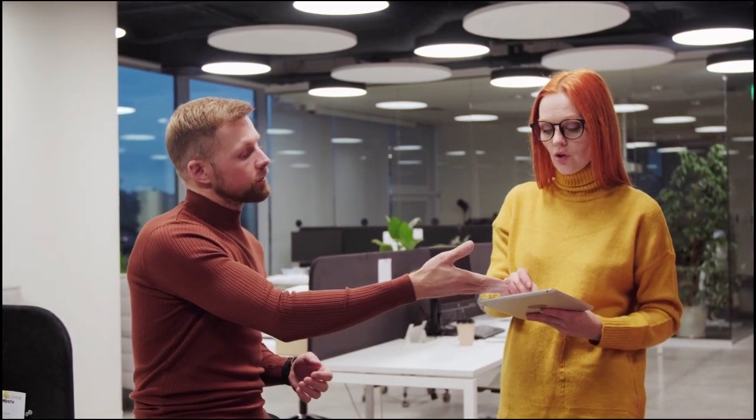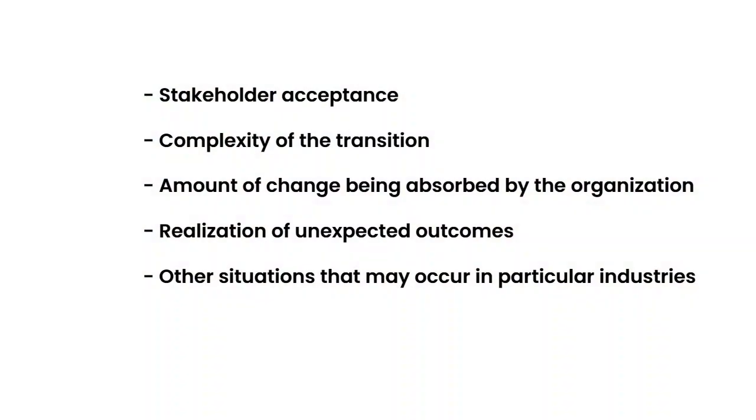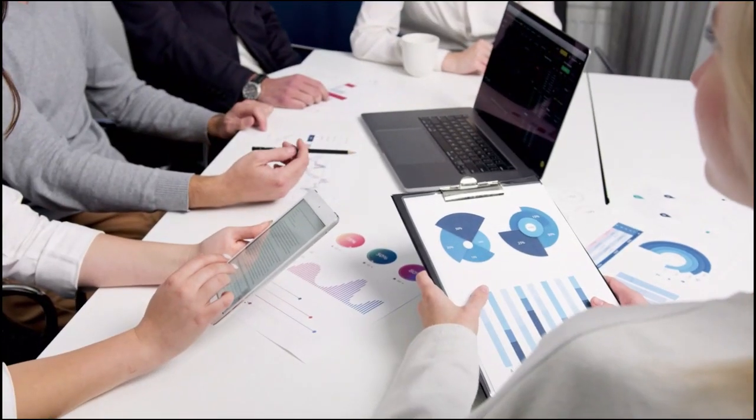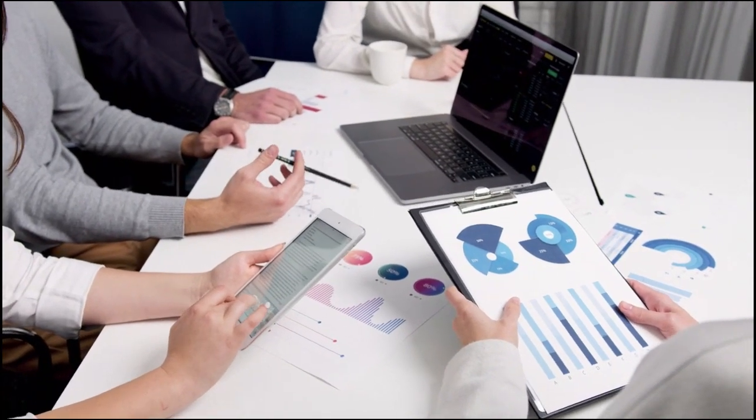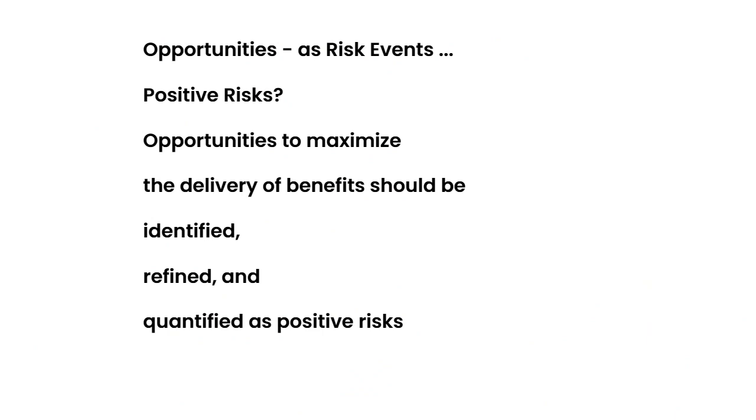What are benefit implementation risks? Some examples of risks in implementing benefits might include the following: stakeholder acceptance, the complexity of the transition, the amount of change being absorbed by the organization, the realization of unexpected outcomes, and other situations that may occur in particular industries. What about opportunities? Are these positive benefit implementation risks?